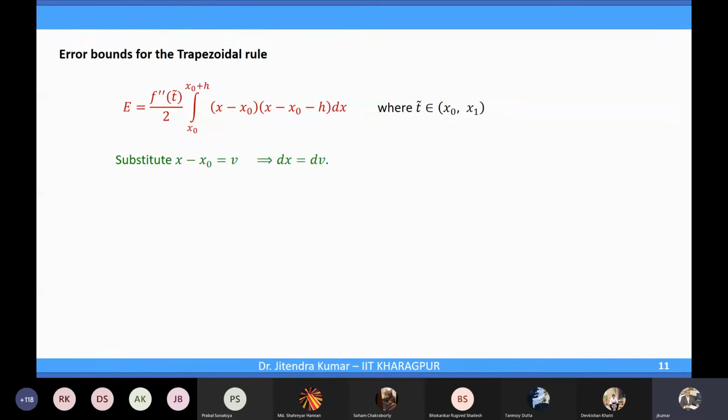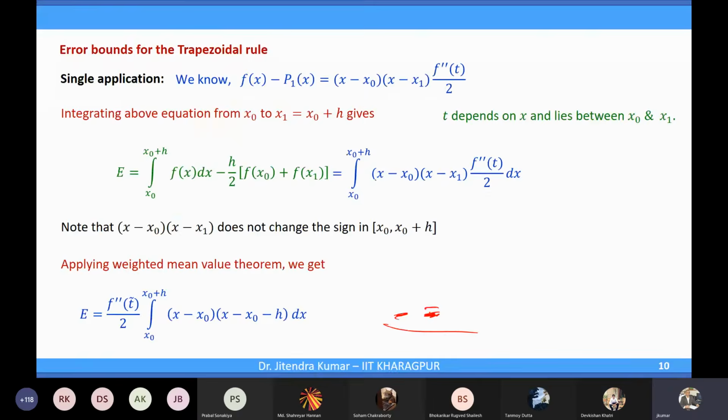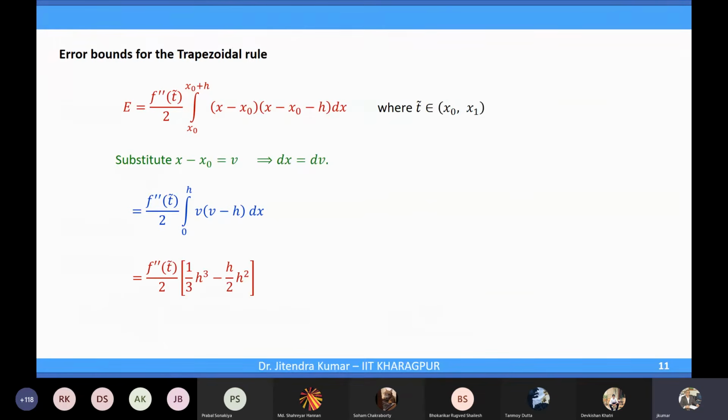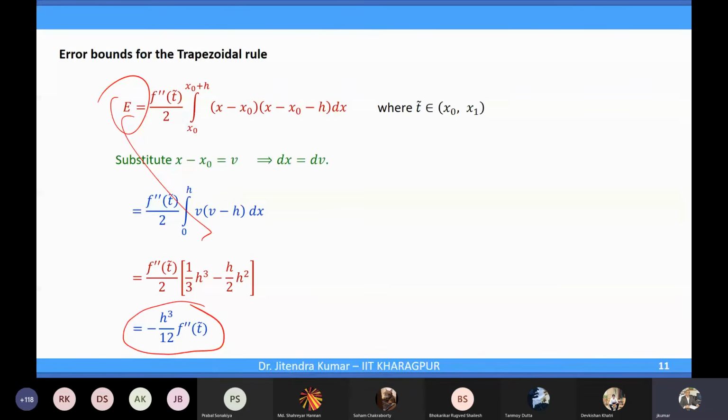So, or directly you integrate. Whatever way you do, what you will get here is minus h cube by 12 and the double derivative evaluated at t tilde, where t tilde is somewhere between x naught and x1. This is the error, because this was exactly the error we started with, e. What we got is h cube by 12 and f double prime, the double derivative at some point in this interval. We don't know exactly where, but what is important is that h cube by 12 is the factor here.